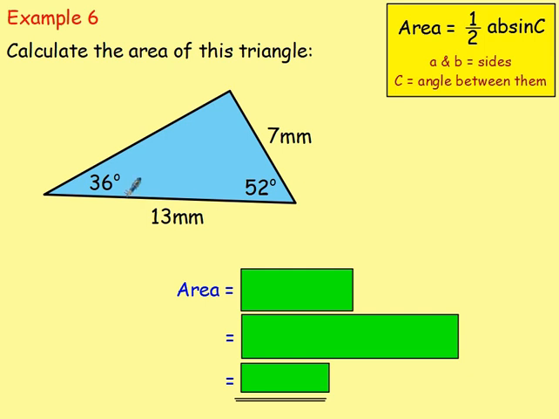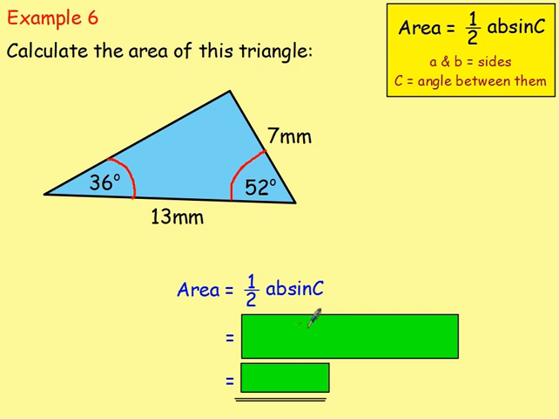It does indeed. Triangle. So we've got 36 degrees here. We've got 52 degrees here. We know this is 7 and we know this is 13. What do we do? Well, we don't have the base and the perpendicular height, so we need to use half AB sine C. We do indeed, half AB sine C.